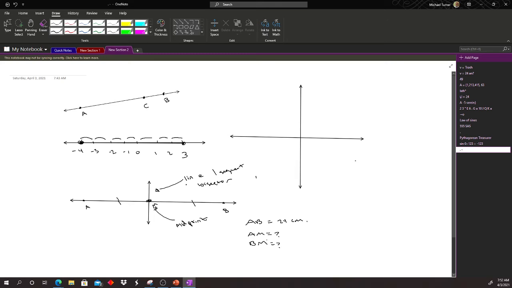So if M is given as the defined midpoint, that means it's right in the middle of A and B, which means it cuts AB into two equal parts. So AM is equal to BM, but also each of these are half of the original length. So if AB is 24 centimeters, that means AM is 12 centimeters, and BM is 12 centimeters. So you have a couple questions that look like that.